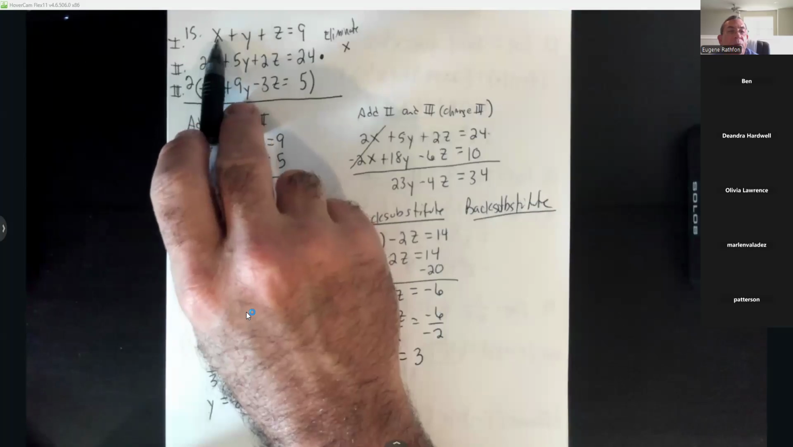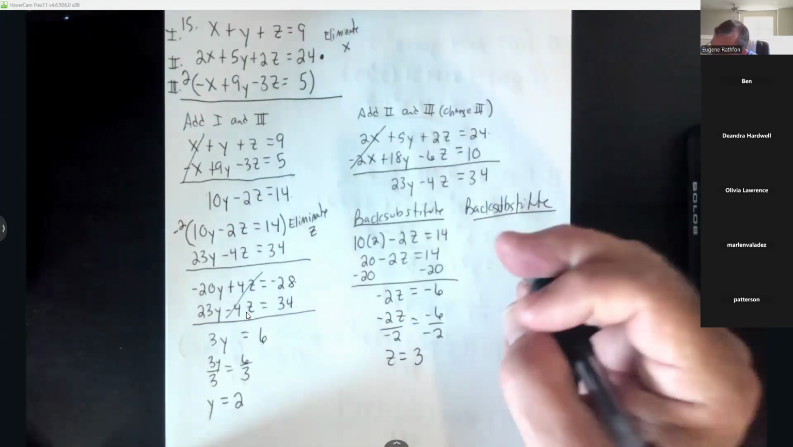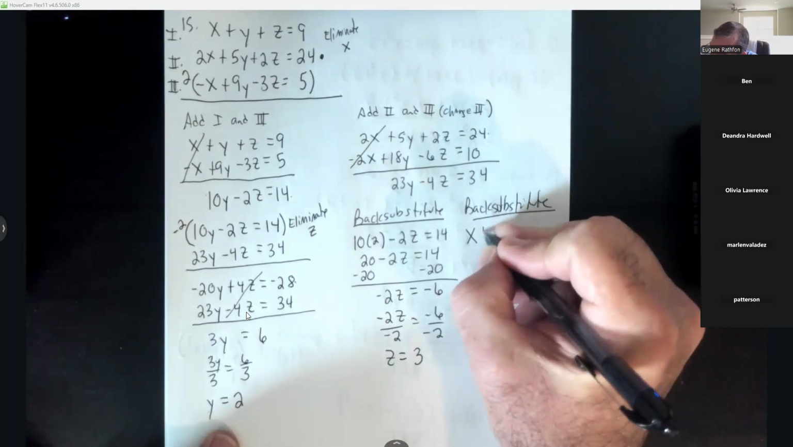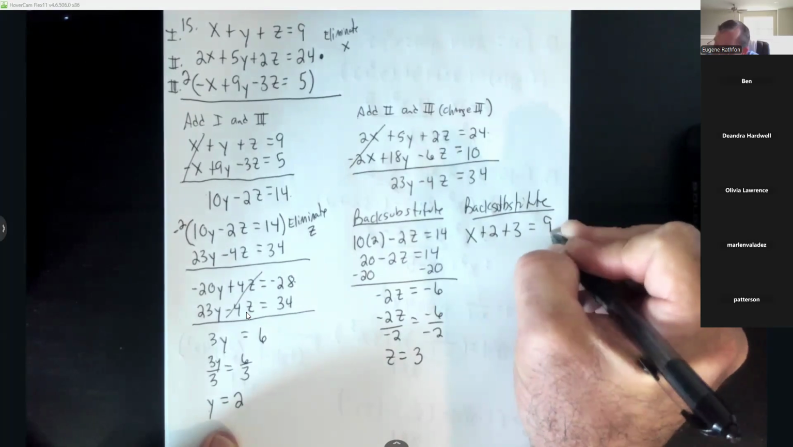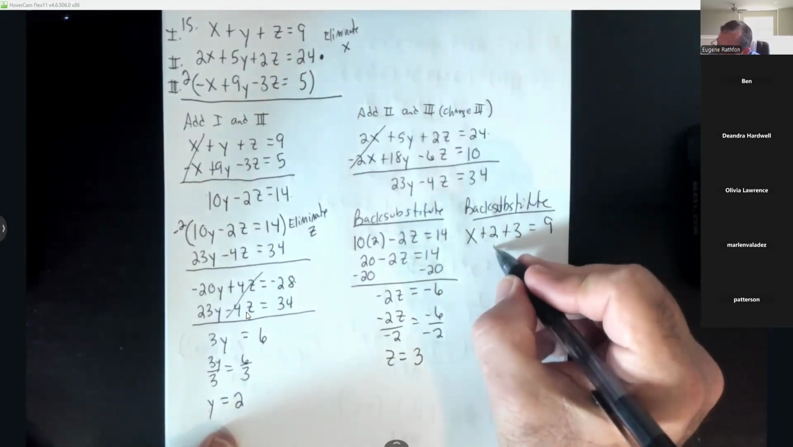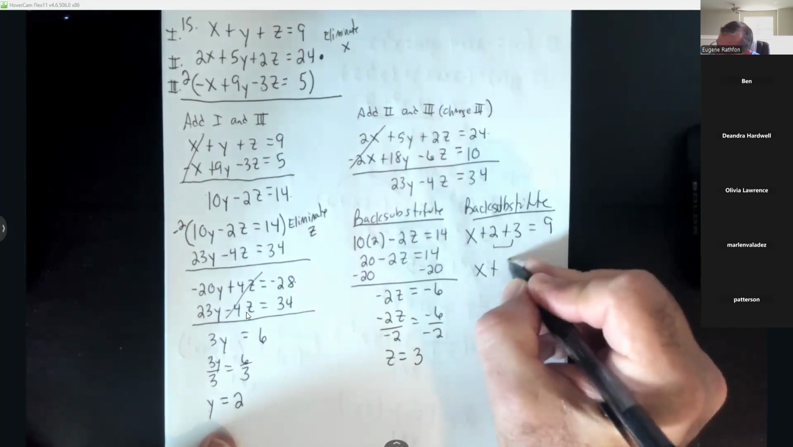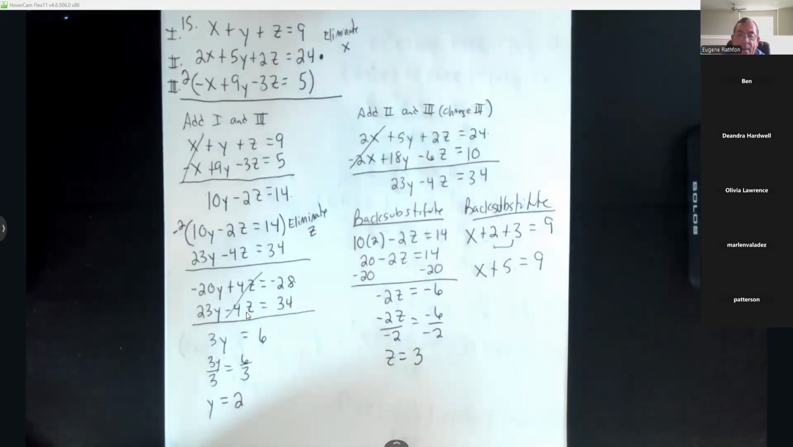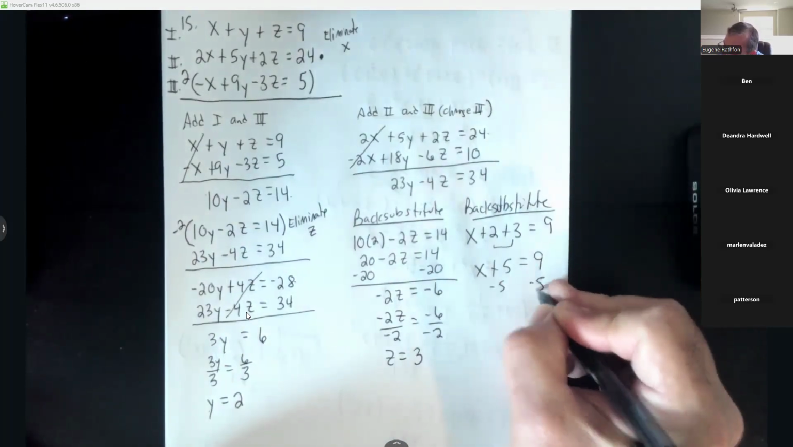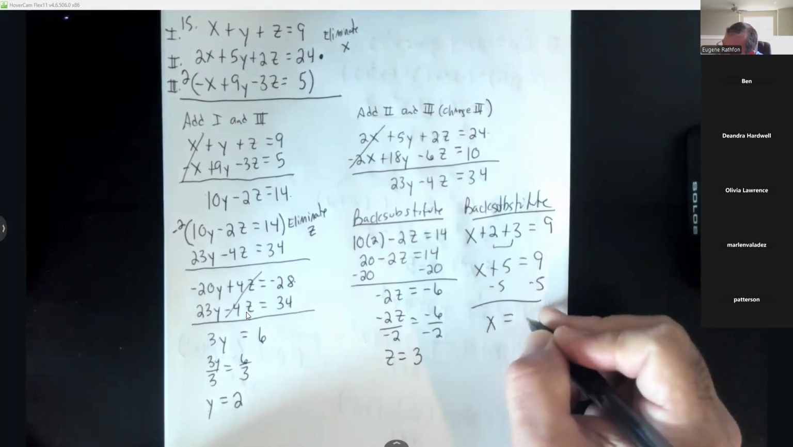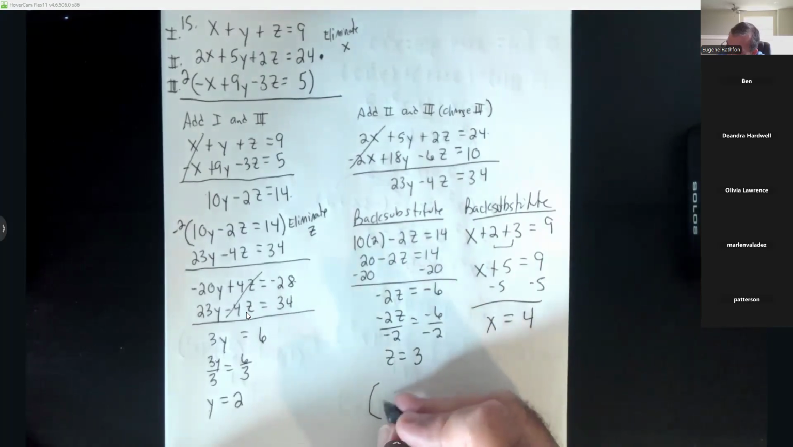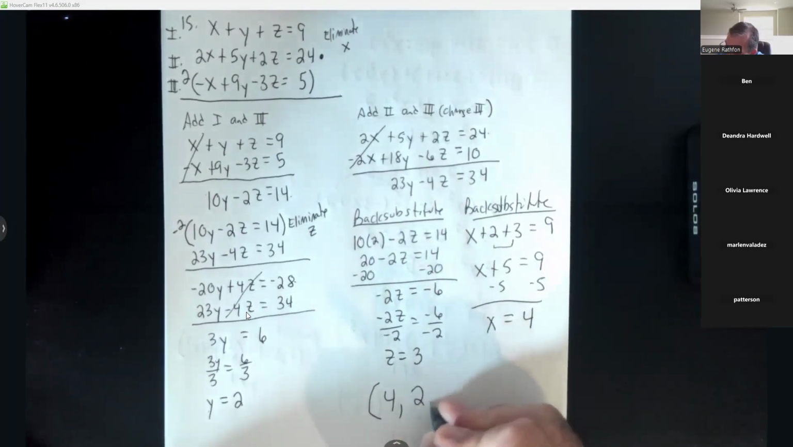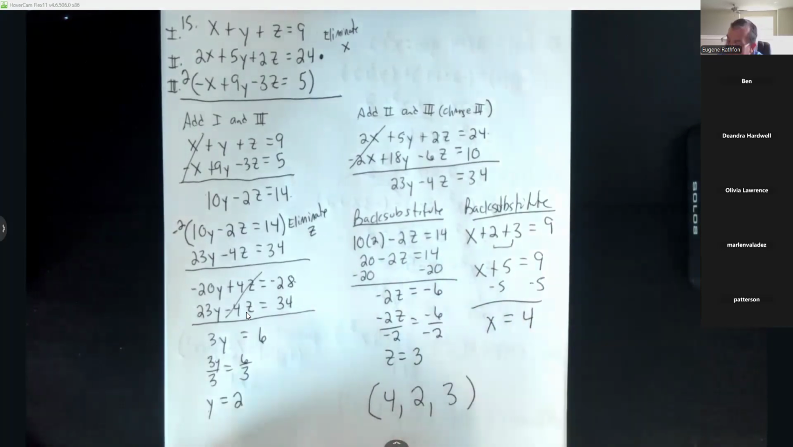And I'm probably going to use that first one. X plus y plus z equals 9. I don't know x, but I know y is 2. I know z is 3. And altogether, that's going to equal 9. So add like terms and you get x plus 5 equals 9. And y'all, final step, subtract that 5 from both sides. And I get x is a positive 4. So remember, this will be 4 for the x, 2 for the y, 3 for the z.